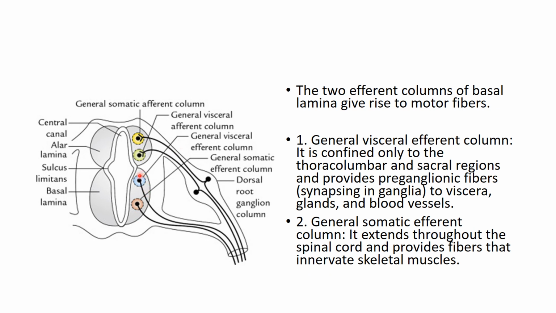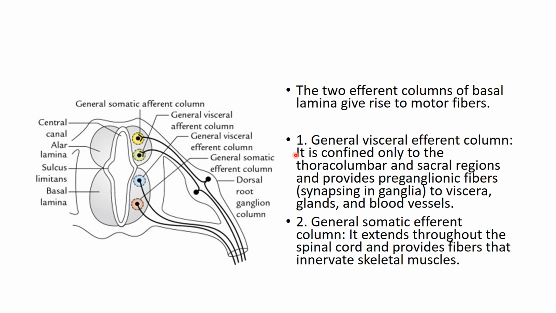This one will be concerned with bringing impulses from the autonomic nervous system. Now let us see the efferent columns, which are here colored in blue and chocolate. The two efferent columns of the basal lamina give rise to the motor fibers. These are the motor fibers which pass in the ventral root.